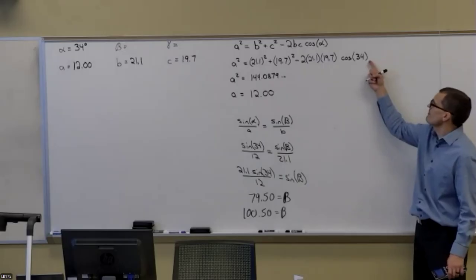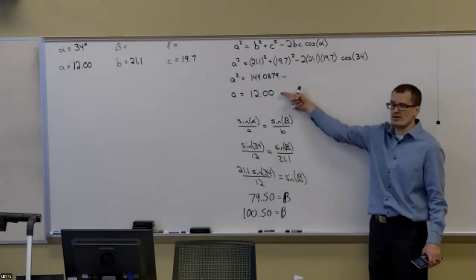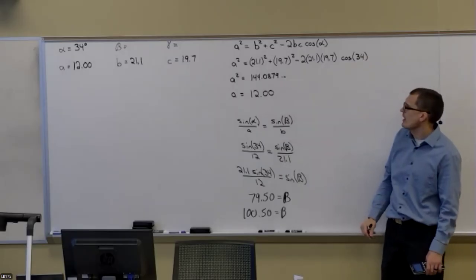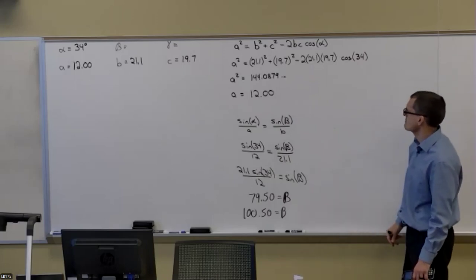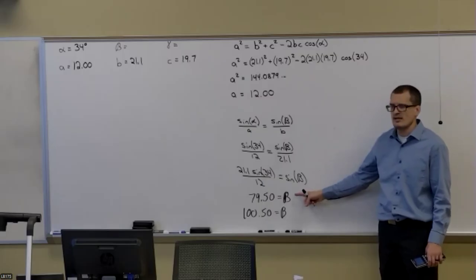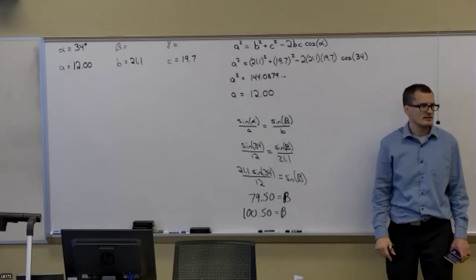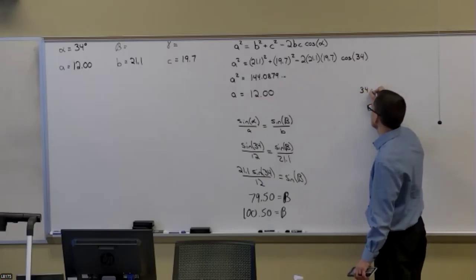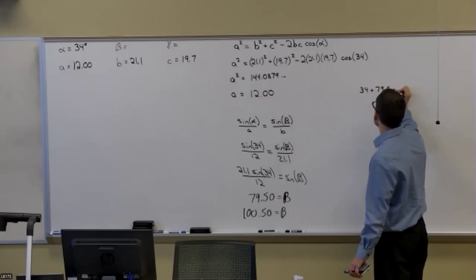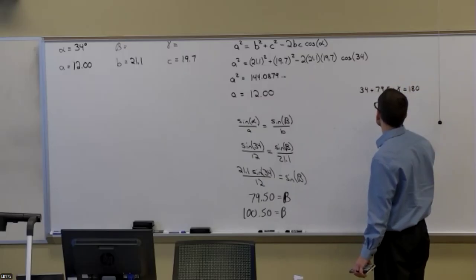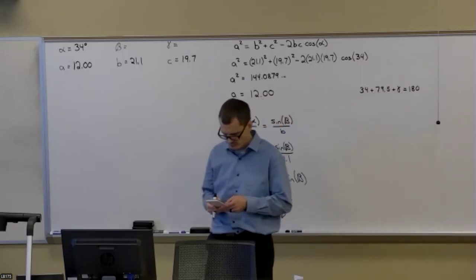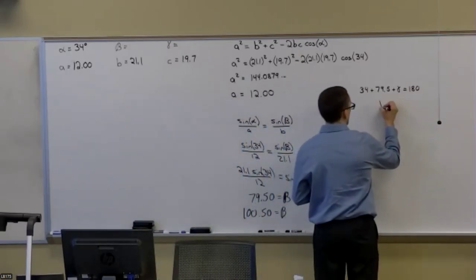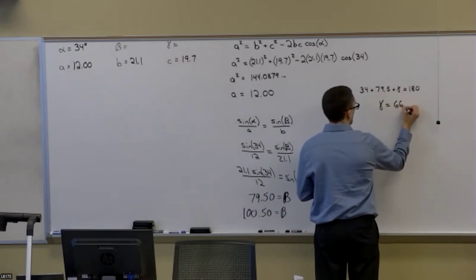By the way, cosine, this was well defined. There wasn't any other A we could have gotten, right? A was completely well defined. Let's figure out what gamma is if we use 79.5, right? If we use 79.5, 34 degrees plus 79.5 plus gamma would be equal to 180. So gamma in that case would have been 66.5.